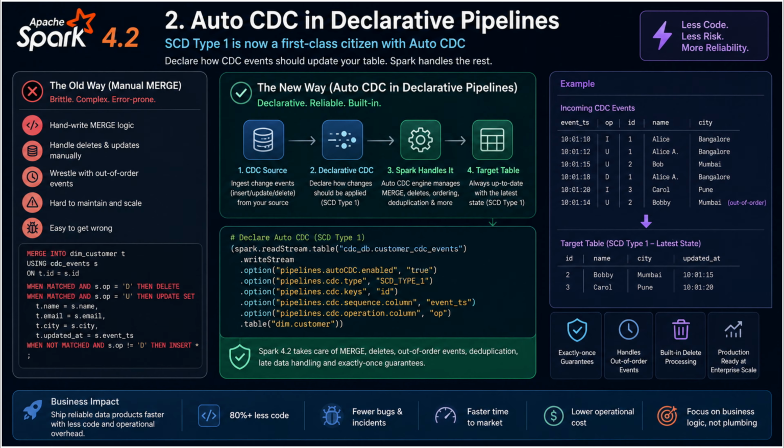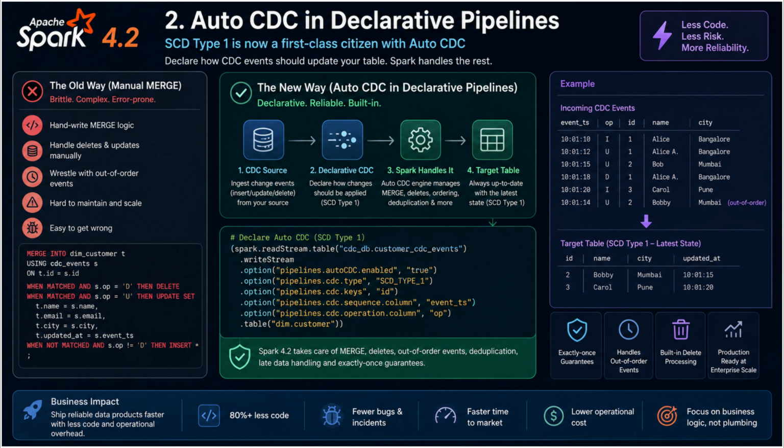Next, let's talk about one of the most painful areas in modern data engineering: change data capture. Most teams spend countless hours writing complicated merge statements, designing those logics, handling inserts, managing updates, and processing deletes, along with dealing with the duplicates. And the worst of all is handling out of order events.